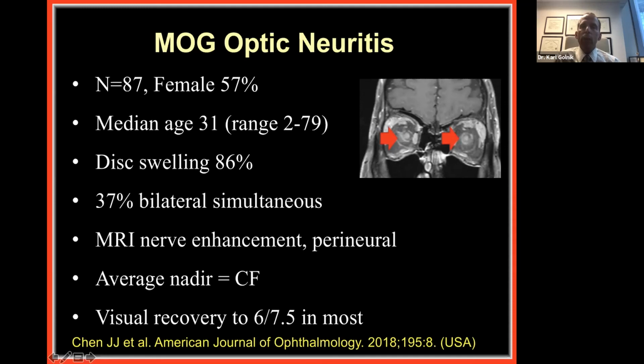The average worst vision in these patients was counting fingers, so well past legal blindness, but the average visual recovery was 20/25? So the visual recovery was actually very good, even though the average nadir, the average worst visual acuity, was counting fingers.